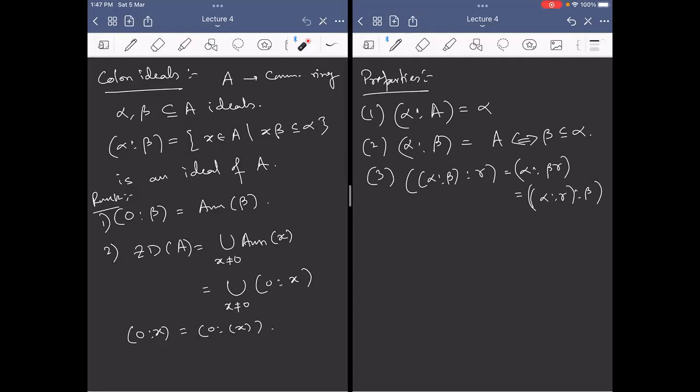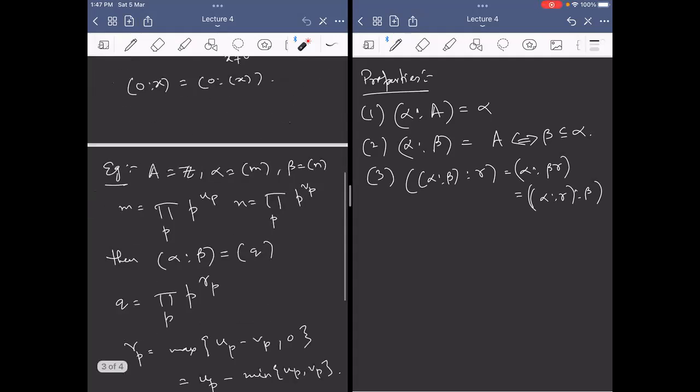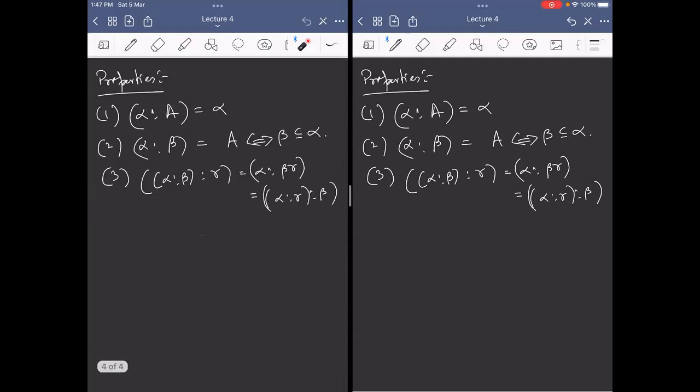So I'm proving them one by one verbally. Suppose I have taken some x from here. So suppose x is here, then x times gamma is inside the colon ideal of alpha and beta. That means x times gamma times beta is in alpha. And gamma times beta, you can write it as beta times gamma, product of ideals, and they are commutative. Therefore, x times beta gamma is inside alpha, therefore x is here also. So this implication is done.